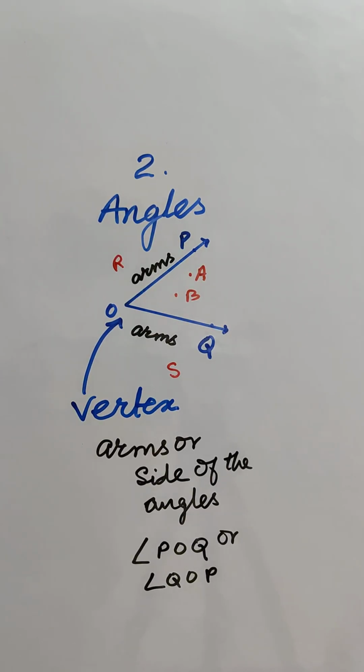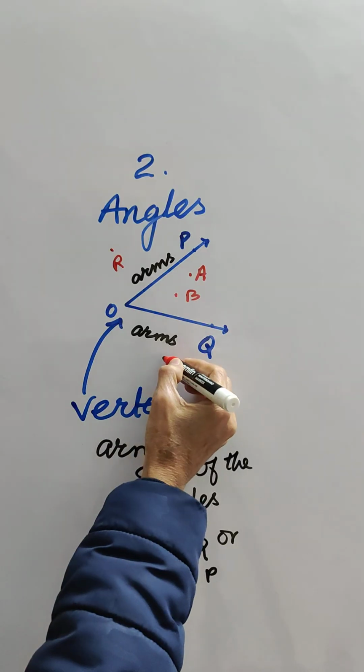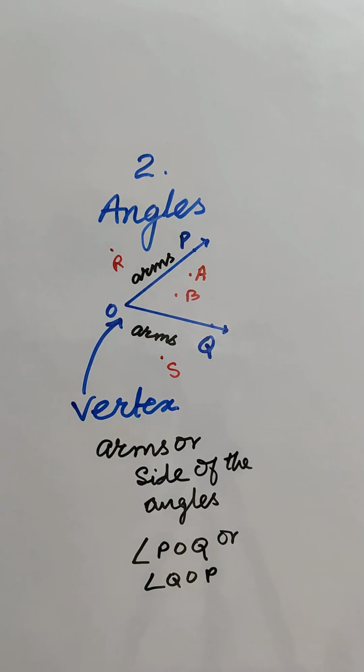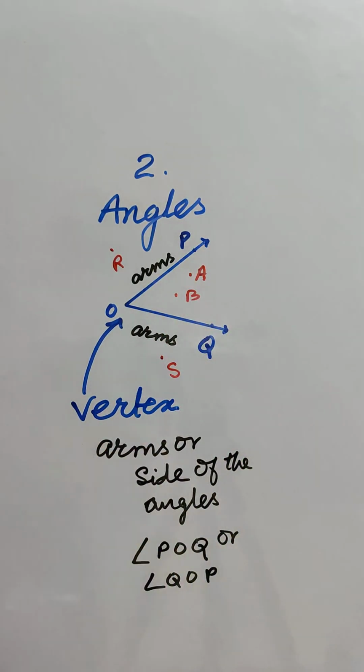In the adjoining figure of the angle, points A and B are inside the angle, whereas points R and S are outside the angle. This way, there is a portion which is called the inside of the angle and the other is the outside of the angle. Whereas points P and Q are on the angle.